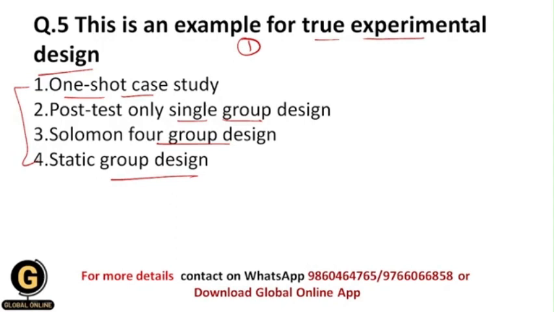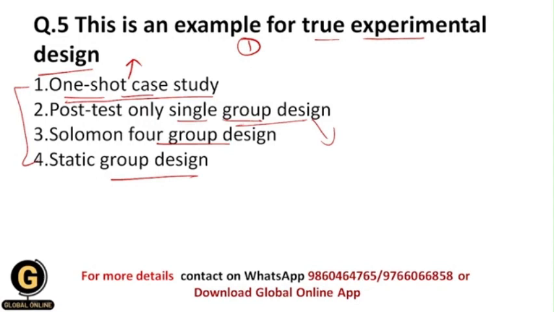Now let us see each and every study over here. What is one shot case study? Here a single group of test units is exposed to experimental treatment and a single measurement is taken afterward. It only measures post test results and does not use a control group. Now next is post test only single group design. This is basically a quasi experimental research design. It means that it is not fully an experimental research design, and here the dependent variable is measured for one group of participants following treatment. What is Solomon 4 group design?